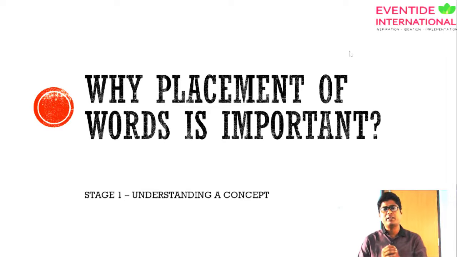Now, why is placement of words such an important issue in the GMAT sentence correction section? The reason is, if you take a single word, if you place it at two different places in a single sentence, the meaning of the sentence changes completely. Now, how is that? I will give you an example.